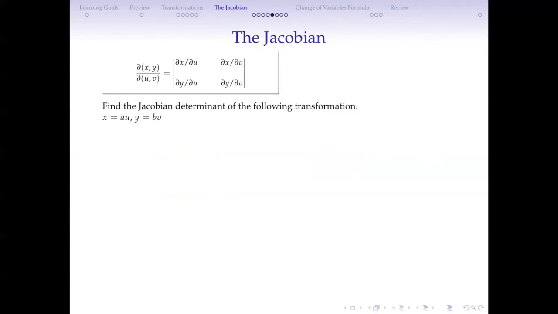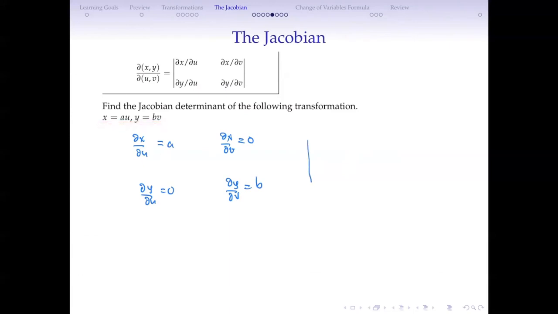Okay, again, just to get a little bit more practice, let's find the Jacobian determinant of the transformation that mapped a circle to an ellipse. I form the derivatives. dx/du is the number a, whatever it may be. dx/dv is 0. dy/du is 0. dy/dv is b. Again, where am I getting these partial derivatives from? By taking partials in these formulas.